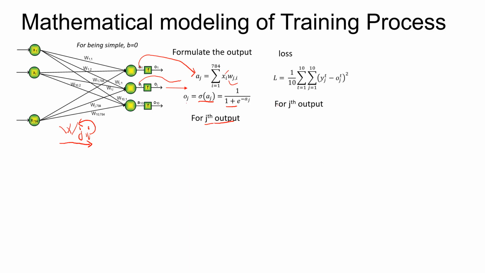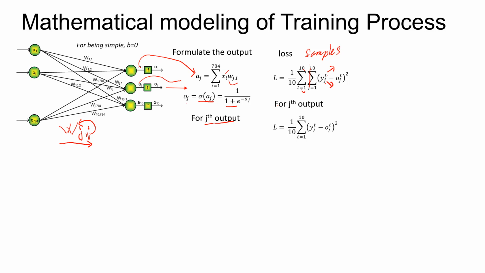Then we calculate the loss function. The loss function is the error of all outputs. We have 10 outputs, and we calculate it for all samples. We have 10 digits, so we have 10 samples. In this equation, we use one subscript for the output index, and another for the sample. We have 10 samples, so t is from 1 to 10, and we have 10 outputs, so j is from 1 to 10 too.